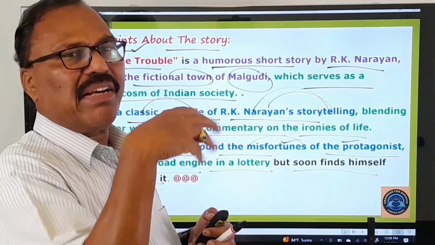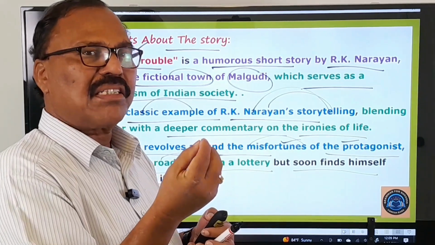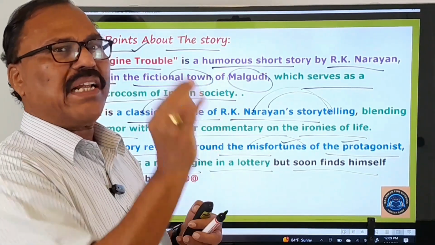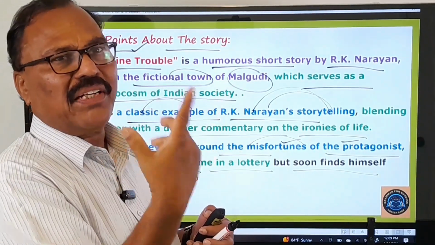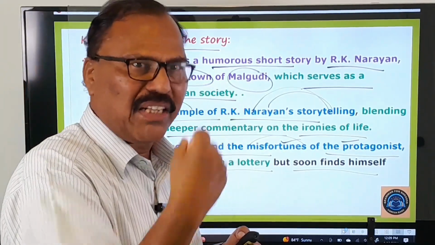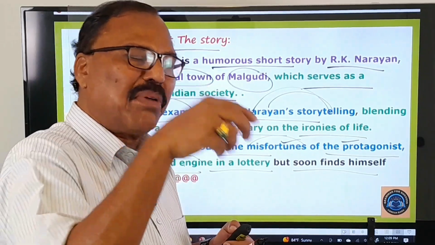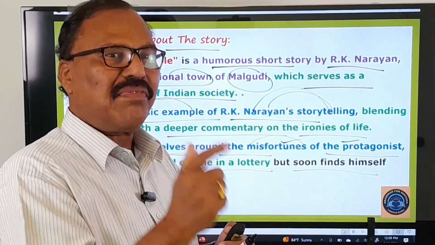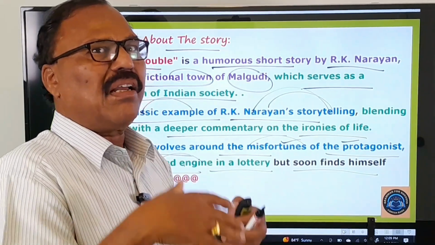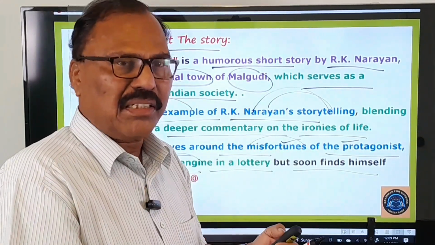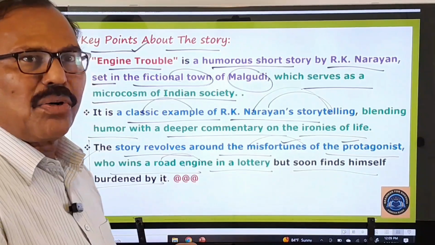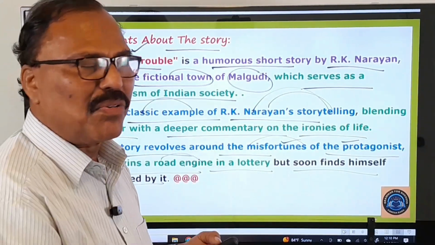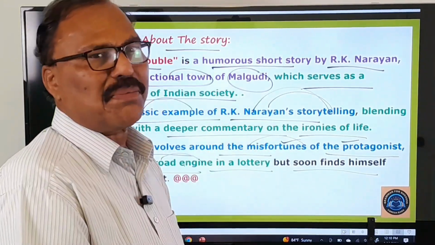And all of them devise a plan, and they take out a chit, in which it is written Sri or something. Whoever gets Sri will win some prize, something like that. So what happens, this Brahmanandam will get that lottery and everybody will praise him. What does he win in that? He wins a road roller. Okay, that is nothing but engine trouble. That road roller he wins. With that road roller, what happens? He faces so many hardships.